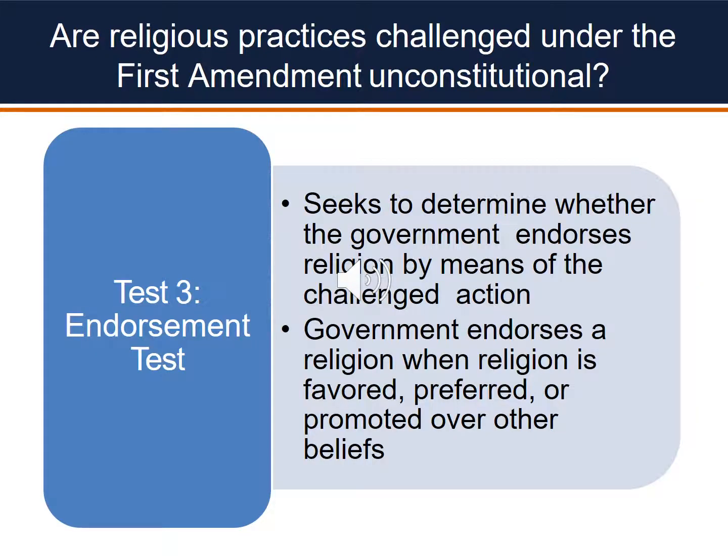The third test utilized to consider whether government and or religious practices under the First Amendment are unconstitutional is the endorsement test. This test is used to consider whether the government and or religion endorses a particular religion or disapproves of another one. Think about it this way. Is a religion favored, preferred, or promoted over other beliefs? Therefore, if it is, that behavior and or practice indeed might be unconstitutional under our First Amendment rights.